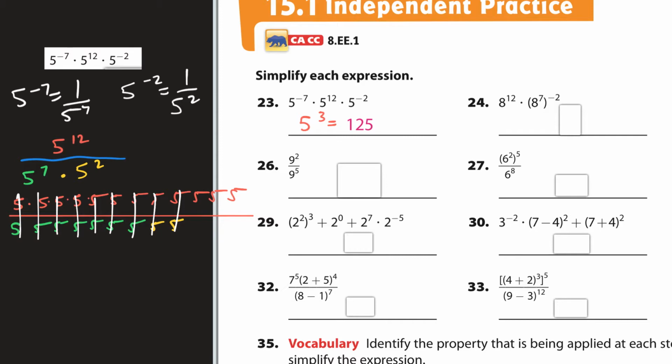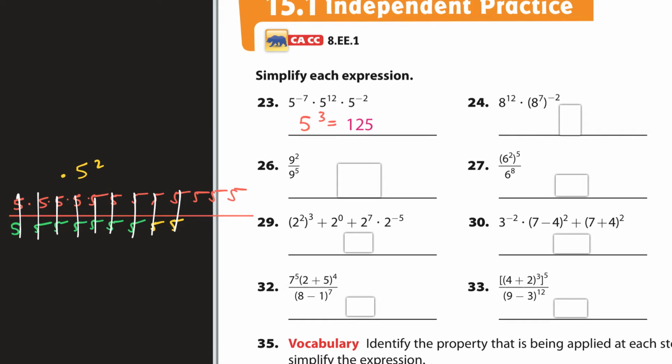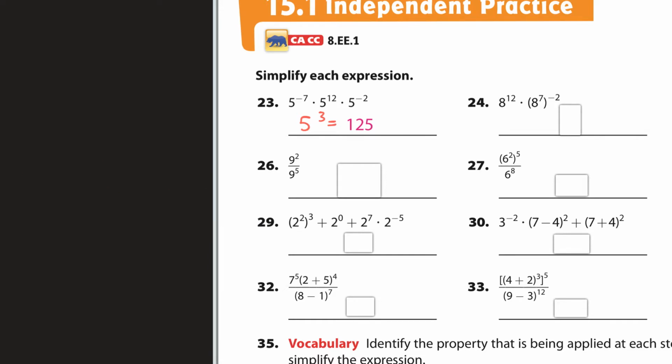For the rest of these, I'm not going to do this long process. I'm going to go a little bit faster. And I will erase all my work here, and I'm going to copy this next one right there and bring it.